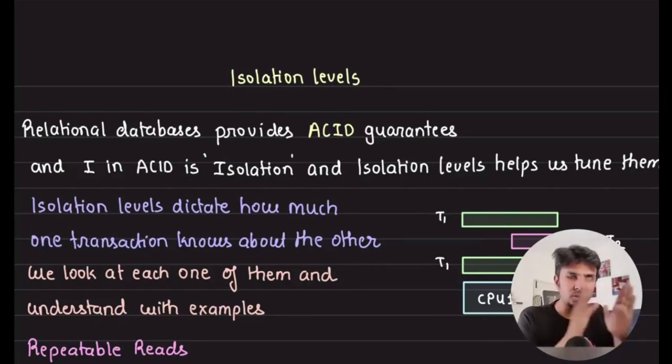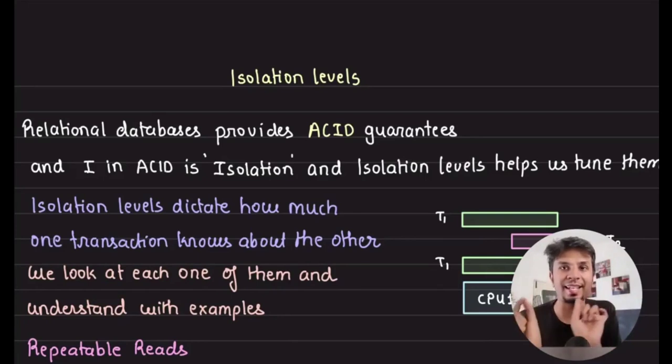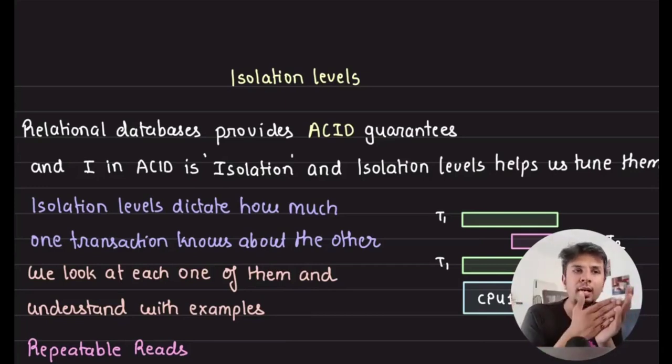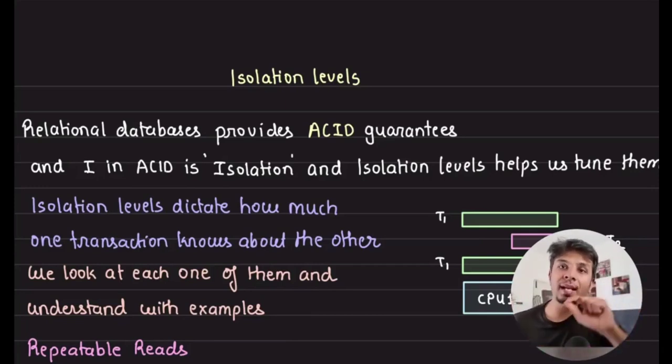Just to clear things up, when a database says we provide isolation, it's isolation between transactions. So when there are two transactions running in parallel on my database, how much transparency does one have over the other? That's isolation. The way the database gives you tools to tune that is called isolation levels, which you can change.